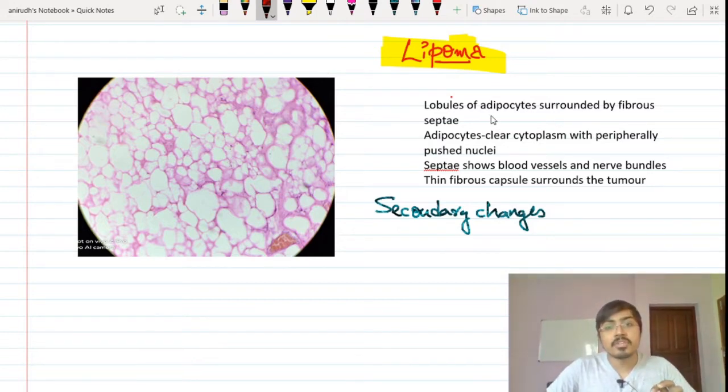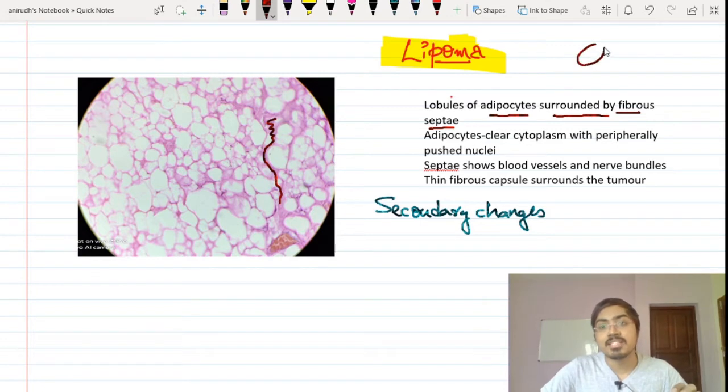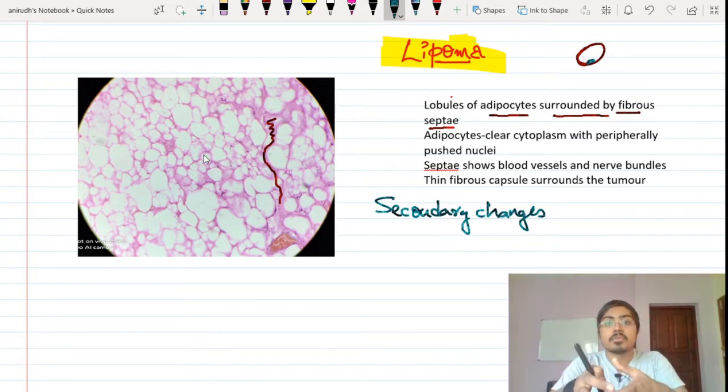So you can see here lobules of adipocytes which are surrounded by fibrous septae, right? You can see the septae here, isn't it? Septae demarcate each individual cell, and these adipocytes have clear cytoplasm and peripherally pushed nuclei. So if this is the cell, then the nucleus will be somewhere on the outside, isn't it? This is how the typical cell will look, and this is how everything has been shown in the figure also. And the septae show the blood vessels and nerve bundles, obviously.